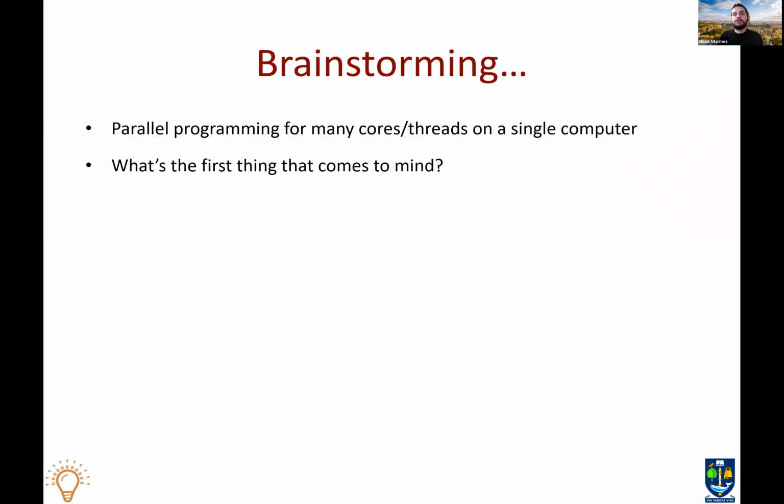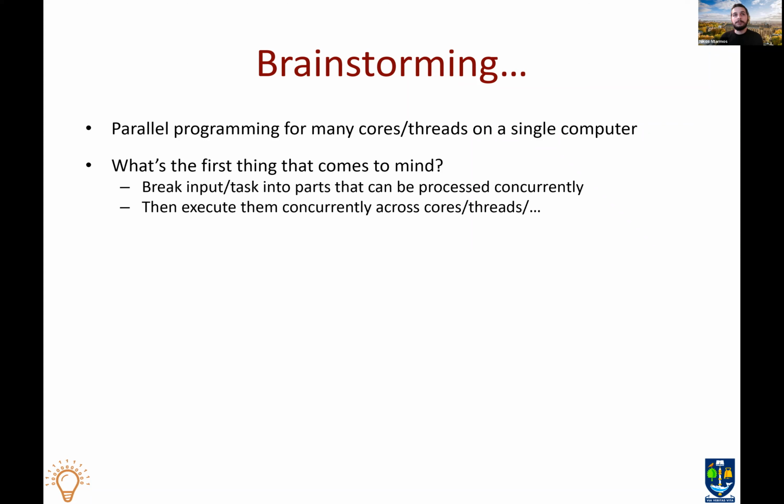Okay, so let's start with thinking about this problem and the solution to this problem when we have only one machine. Right? That's a single computer, and we have many cores or many threads running on these cores. So let's think about parallel programming for many cores and threads on a single computer. So what's the first thing that comes to mind, right? It's exactly this approach I said. So you take your input, you break it into parts that can be processed concurrently, and then you execute them concurrently across your cores and your threads.